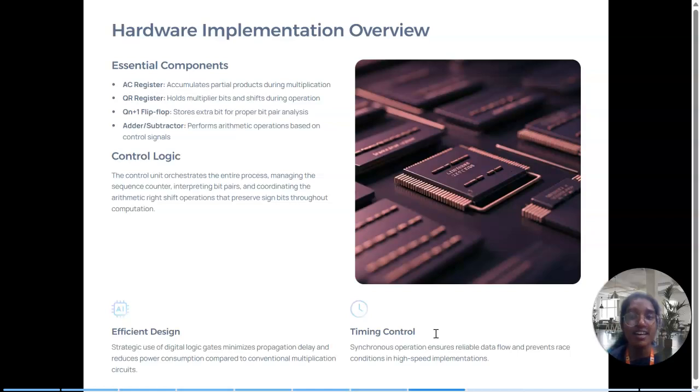Let's see these things. Essential components: AC register, QR register, flip-flops, adder or subtractor, then control logic. The AC register accumulates the partial products during multiplication. The control logic is the control unit for the entire process. This manages the sequence counter. It interprets bit pairs and coordinates the arithmetic right shift operations that preserve the sign bit throughout the computation. This is an effective design and it's a timing control.